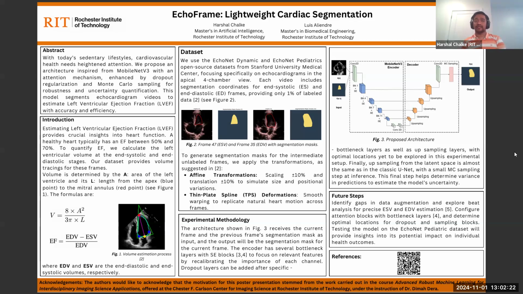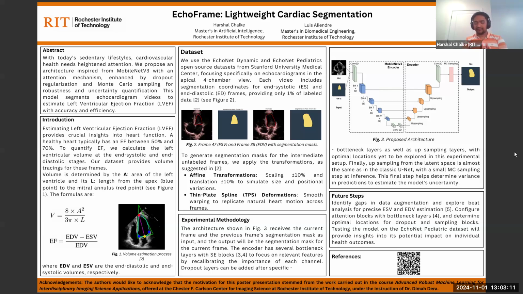Now moving on to the experimental methodology, the architecture shown in figure 3 receives an input of the current frame plus the segmentation mask of the previous frame. With this input, it will make transformations to generate the segmentation mask for the current frame. Now explaining a bit about the architecture. It consists of a series of bottleneck layers in the encoder part with squeeze and excitation blocks. These squeeze and excitation blocks are basically attention blocks to focus on relevant features by recalibrating the importance of each channel.